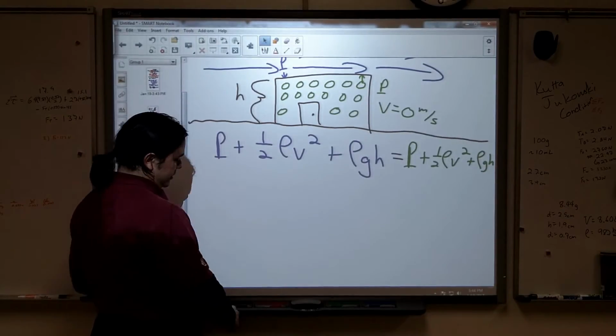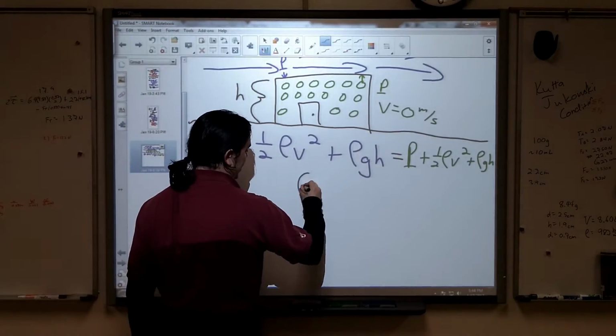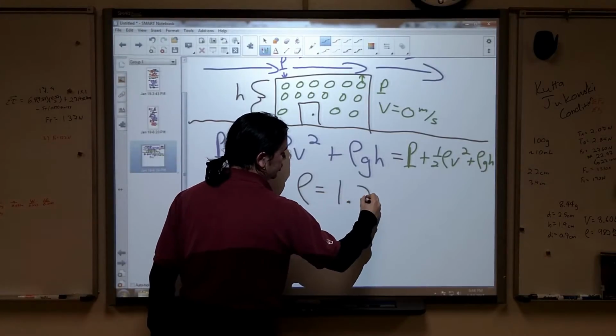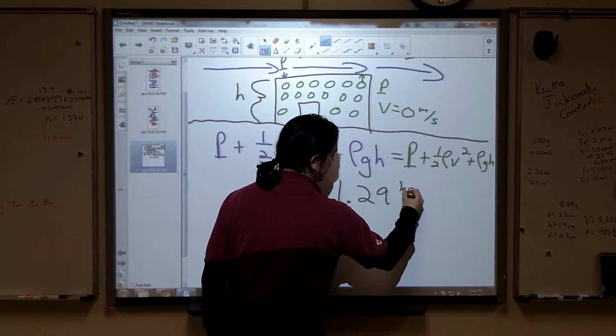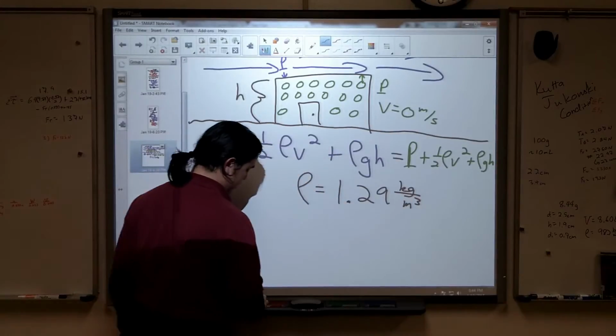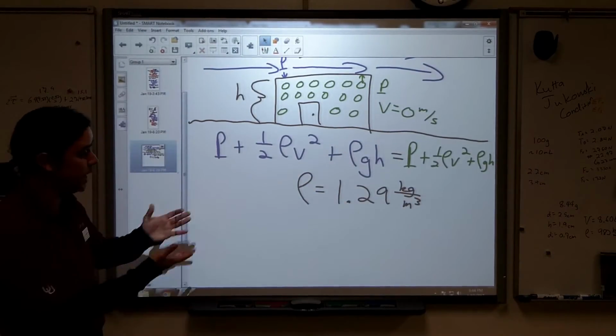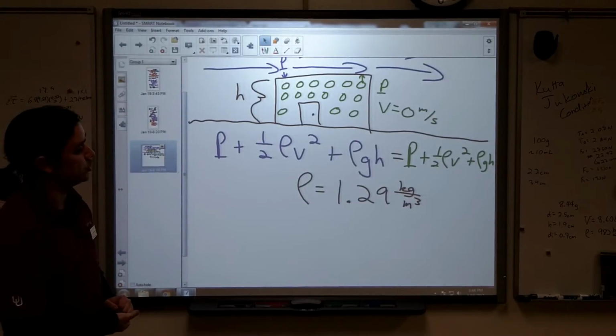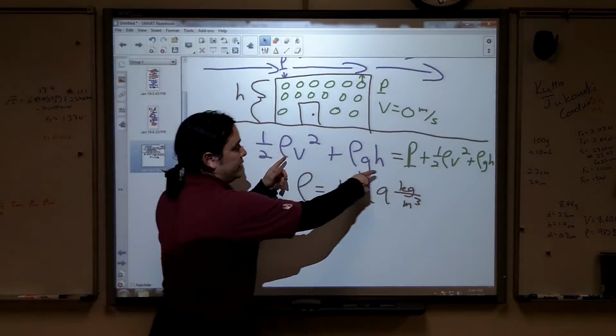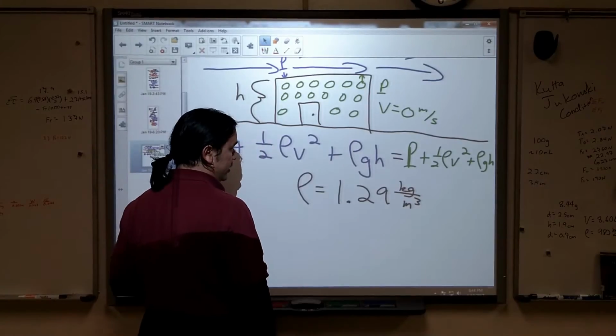Here's the thing that is actually missing. The density of air for this problem is about 1.29 kilogram per cubic meter. I should also have that posted so that you all can gain access to that, but this is one of the numbers that we're actually going to need on this, mainly because we have the density show up here and we're going to solve for that.